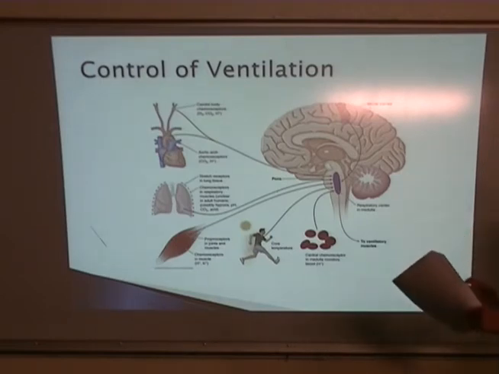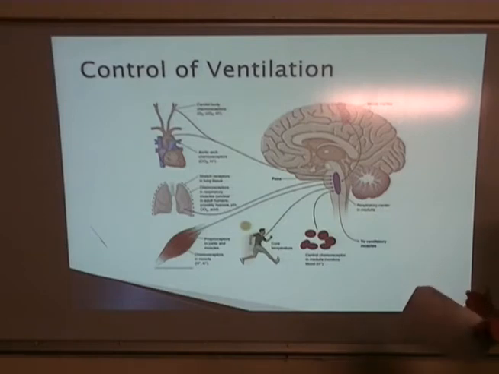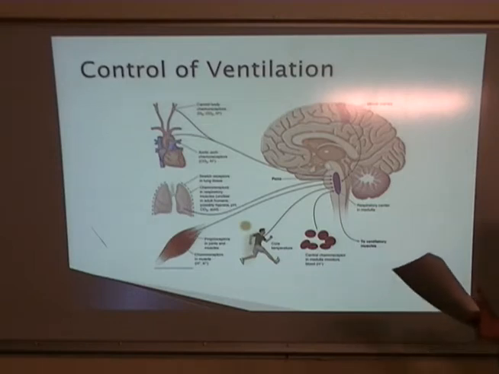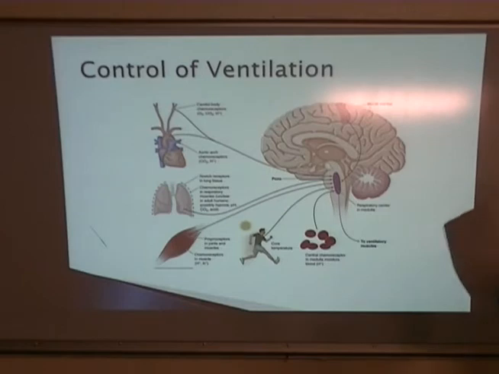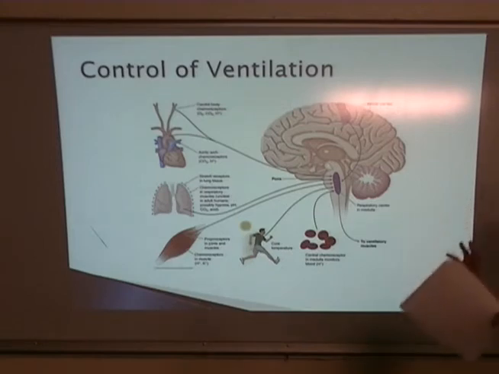We also have stretch receptors in the respiratory muscles that can send information to the central nervous system. So there's all this information that's controlling this involuntary breathing action that we do.